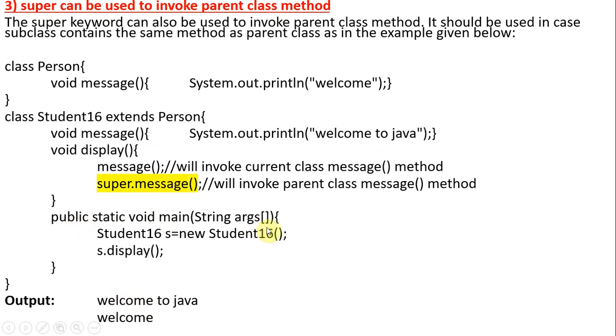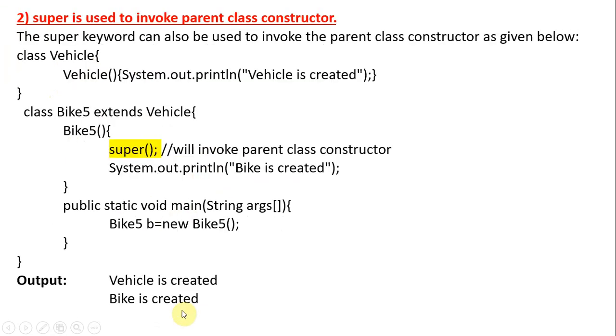So we have a main method, object creation. By the object we are calling the display method. In the display we are calling message, a simple message. So that means the subclass message is called here. When it comes to super.message, super means the immediate parent class. Here we have only one parent for Student16, so in that, the parent's message is called here. Okay, I hope you understand what I am trying to say.